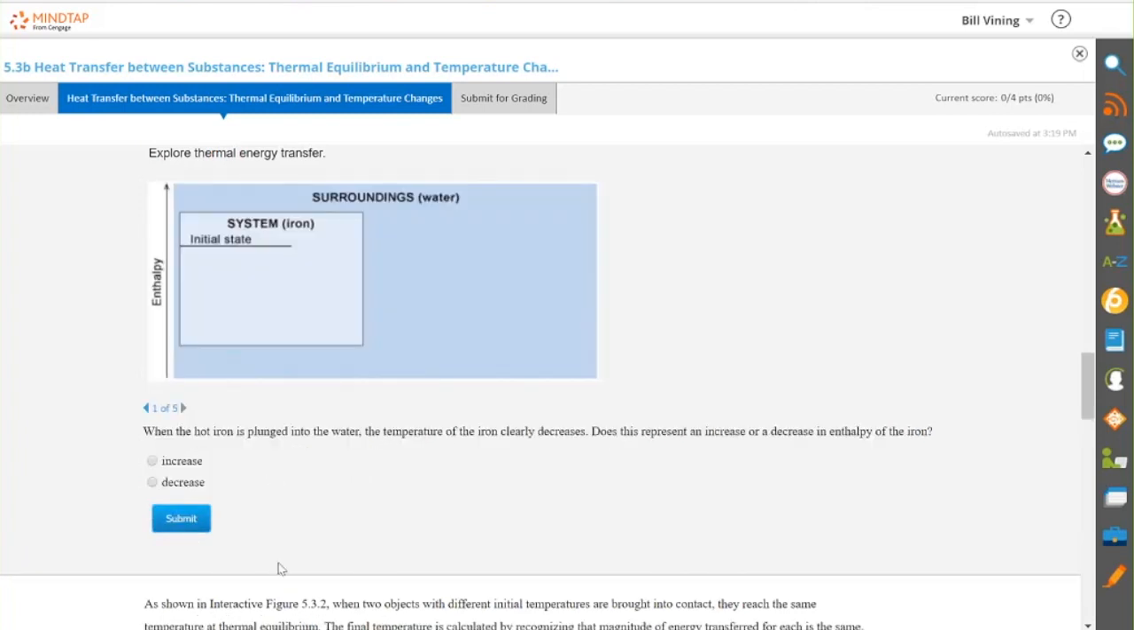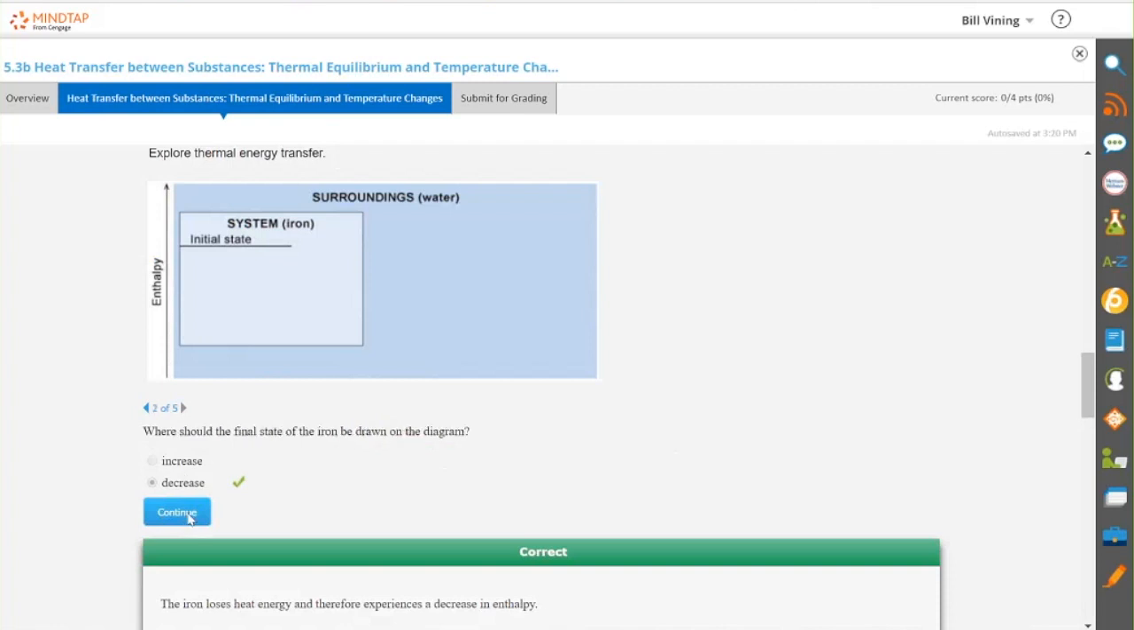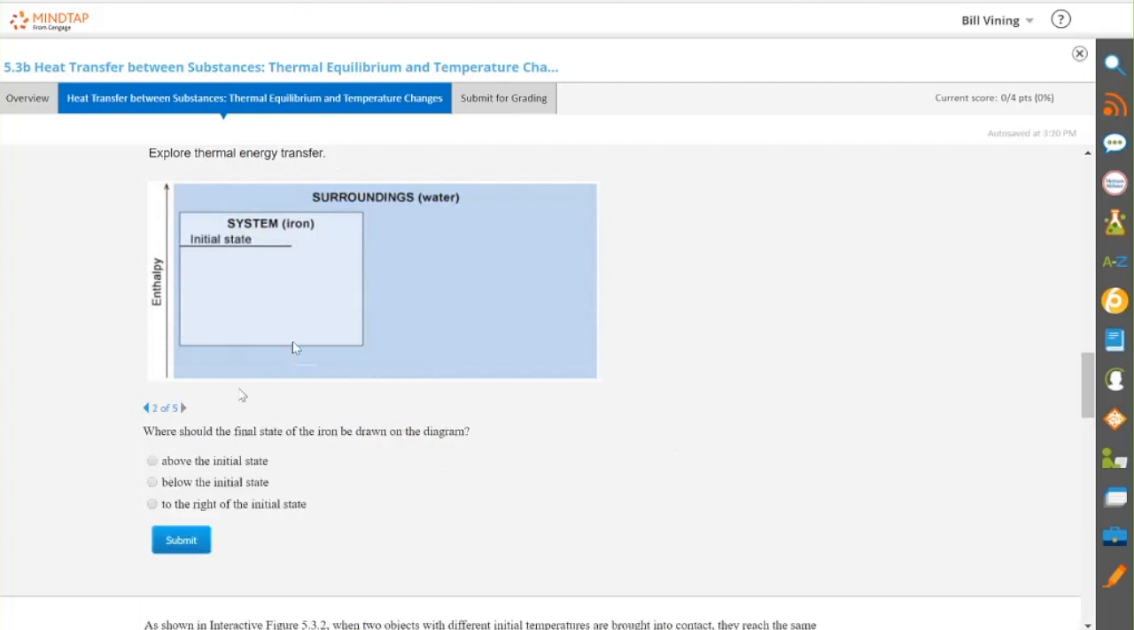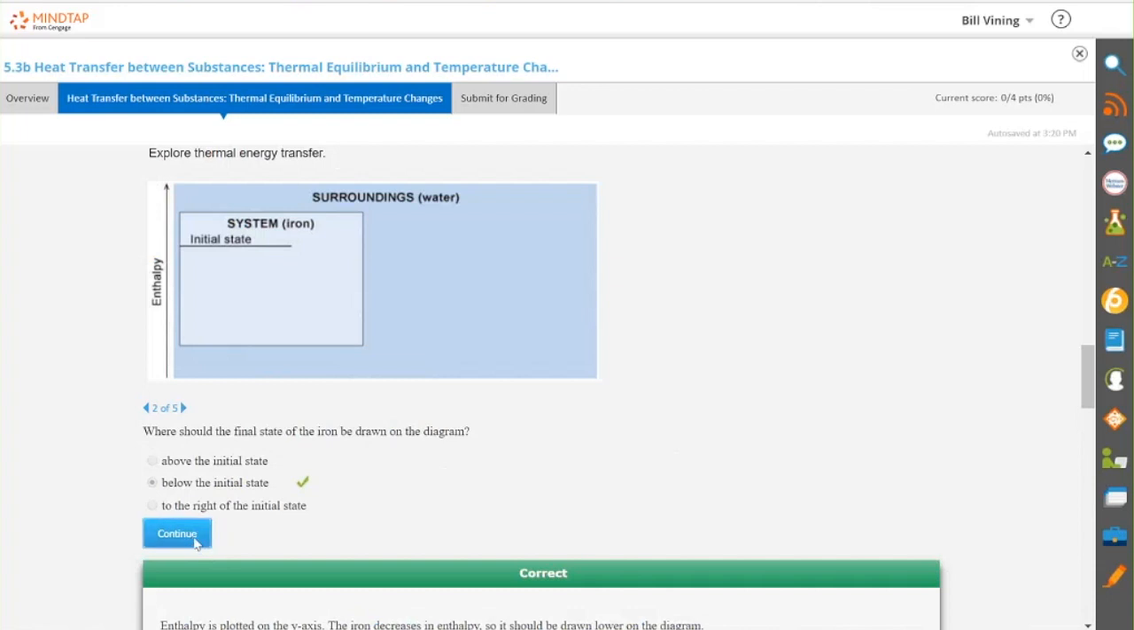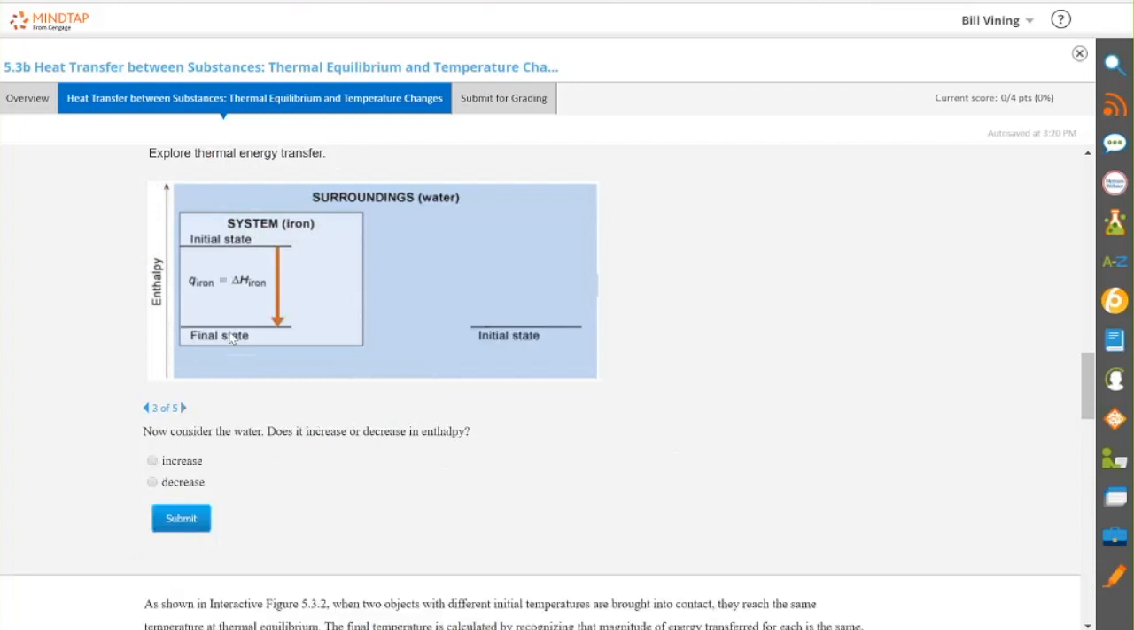Then we build an enthalpy diagram based on what happened in that system. When the hot iron is plunged in the water, the temperature of the iron clearly decreases. This represents an increase or decrease in enthalpy of the iron. In that case, it's a decrease. When students get that right, it starts to build the diagram for them. Should the final state for the iron be higher or lower? It should be below the initial state because it has lost thermal energy. Then it shows the change for that, and goes through and finishes the enthalpy diagram overall for the whole system and what changed there.